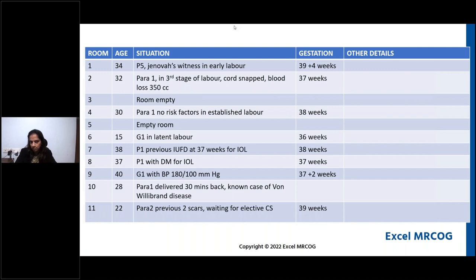So room 9 is my priority. As I said, it is an urgent room. I will go by myself along with my anesthetic colleague. She is a primigravida, 37 weeks. She is a severe preeclampsia. I need to ask for signs and symptoms like headache, visual disturbance, and epigastric pain. I'll site a cannula, I'll send a full blood count, group and save, LFT, renal function test, urine for PCR. I'll connect her to the monitor.